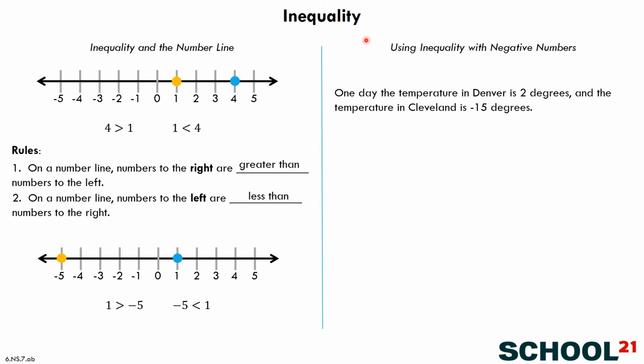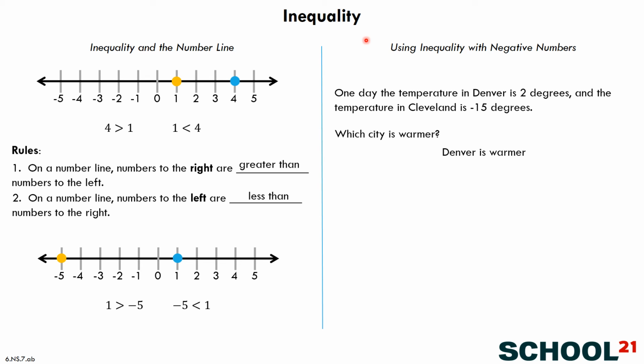All right, now let's move over to the right-hand side here and talk about using inequality with negative numbers. And let's talk about a situation here. One day the temperature in Denver is 2 degrees and the temperature in Cleveland is -15 degrees. So let's ask ourselves a couple questions. Which city is warmer? Denver. Denver, because it's at 2 degrees, and Cleveland is way down there at -15, brr, super cold.